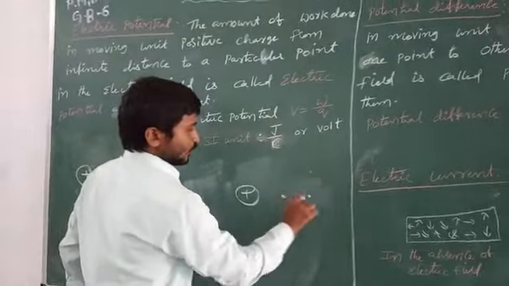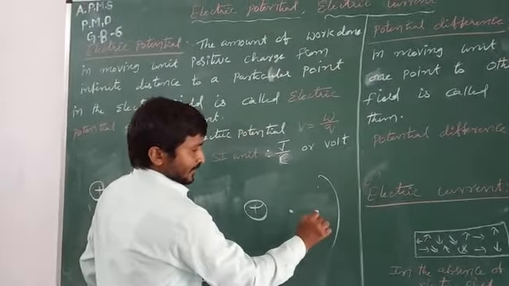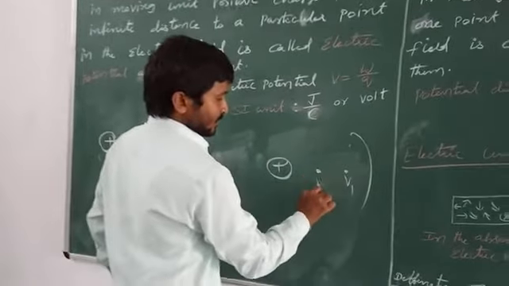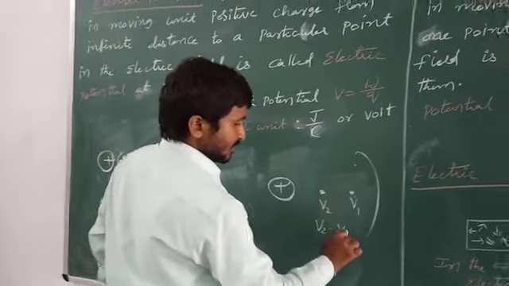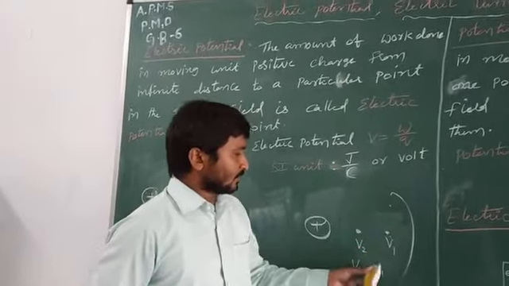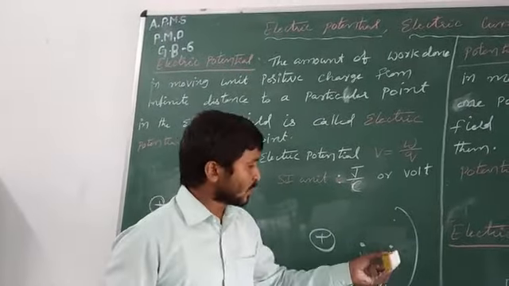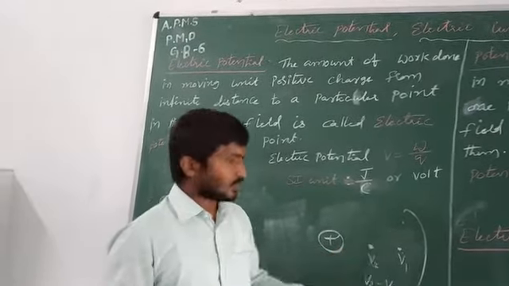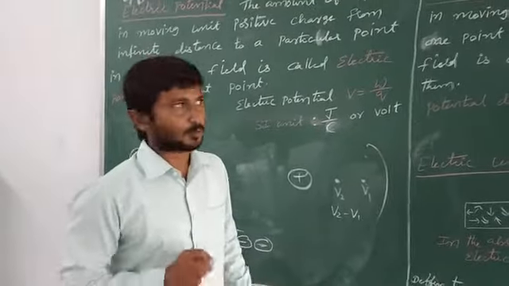Now if we take 2 points in the electric field, at this point the electric field has some potential V1 and here it has some potential V2. The difference between these two gives the potential difference, which is defined as the amount of work done in moving a unit positive charge from one point to another point in the electric field. Potential difference between the 2 points.